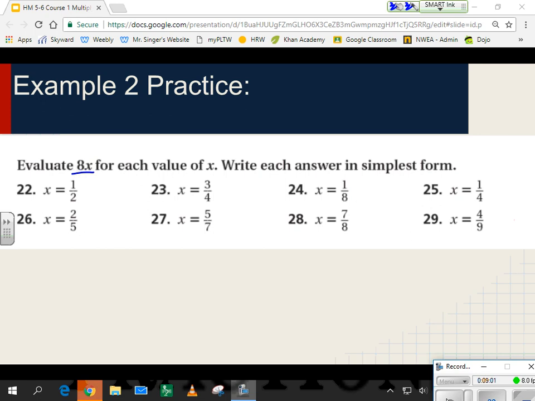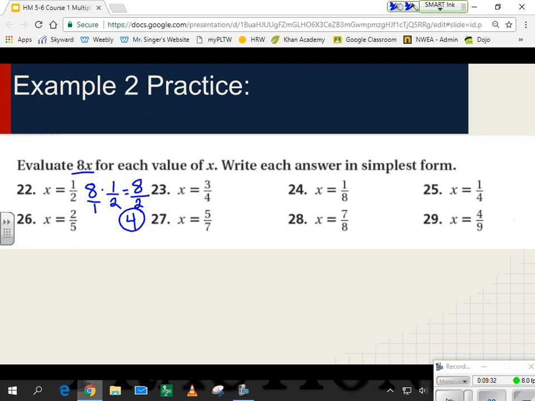So remember, and I'll do 2 of these for you before you do the rest, you're going to multiply, so you have to plug and chug, and rewrite it 8 times 1/2. Remember to make the denominator of the whole number a 1. And from here, we do 8 times 1, which is 8. 1 times 2, which is 2. And how many times does 2 go into 8? That would be 4. So you actually get a whole number of 4 for number 22.